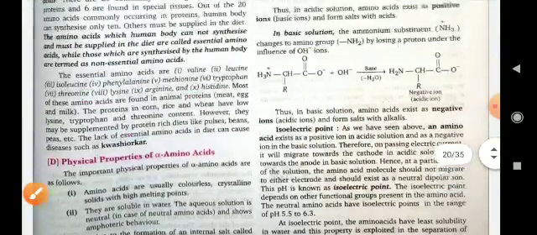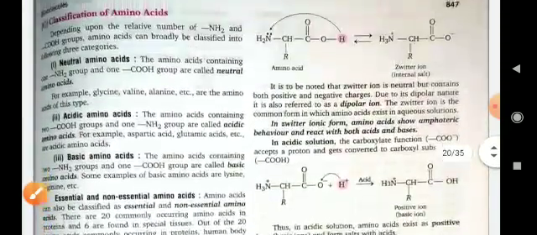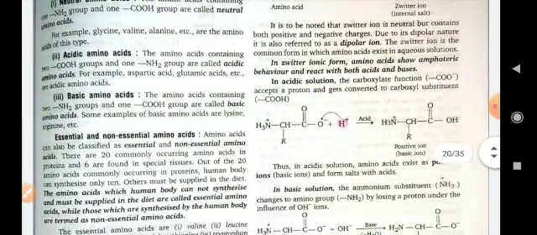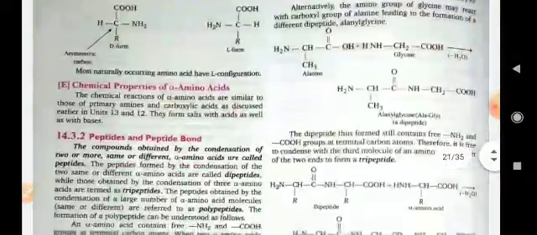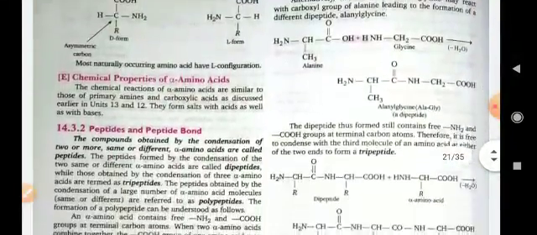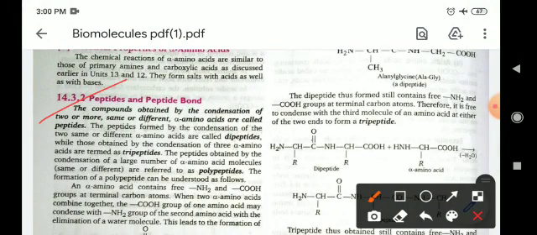Okay, so the zwitterion I have discussed here before. Now come to the chemical properties of the amino acids. So, properties and peptide bond.